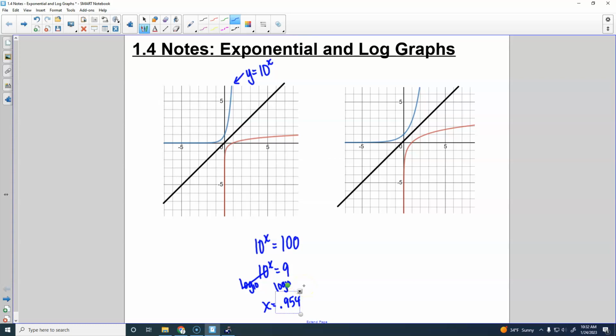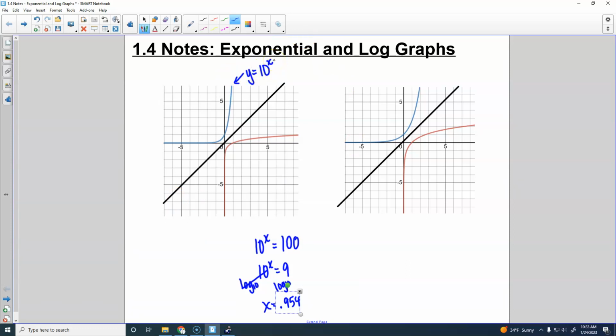So, that makes sense because it should be a little bit less than 1, right? 10 to the first power would be 10. That should be a little bit less. So logs are our inverses of our exponentials. Let's talk about what that looks like on the graph. On the graph, this is my graph of y equals 10 to the x.